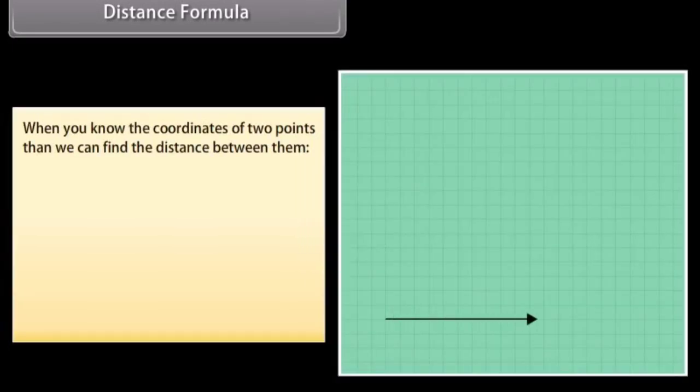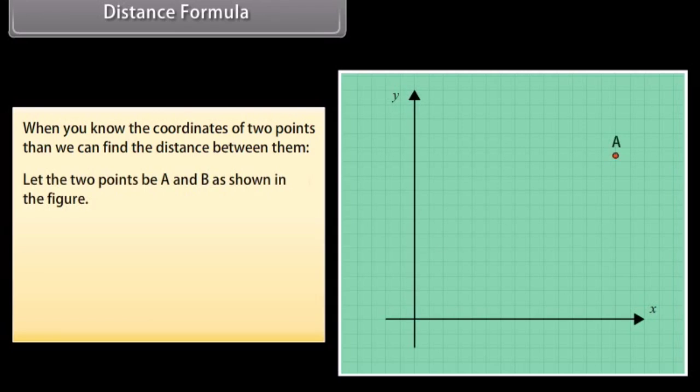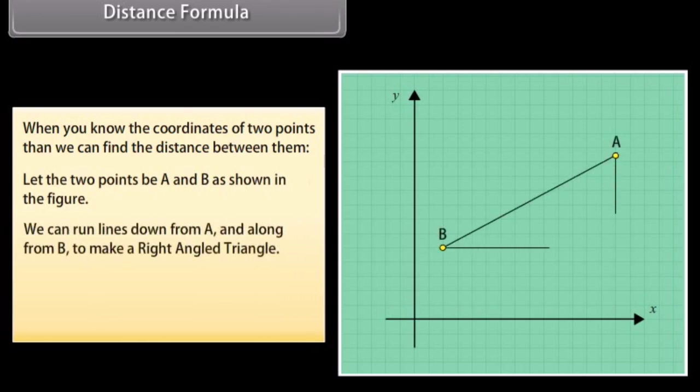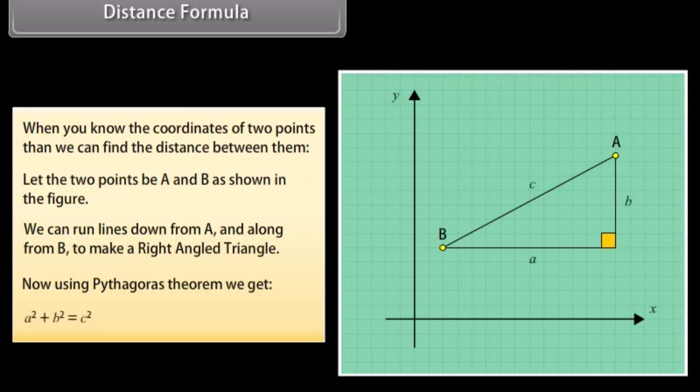Distance formula. When you know the coordinates of 2 points, then we can find the distance between them. Let the 2 points be A and B as shown in the figure. We can run lines down from A and along from B to make a right-angled triangle. Now using Pythagoras theorem, we get A square plus B square is equal to C square.